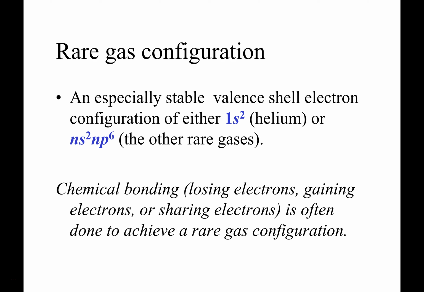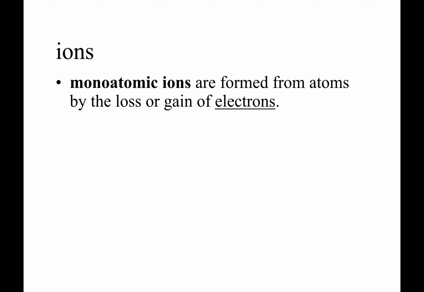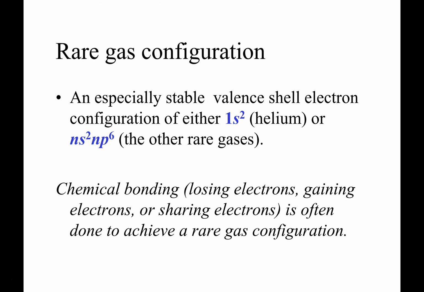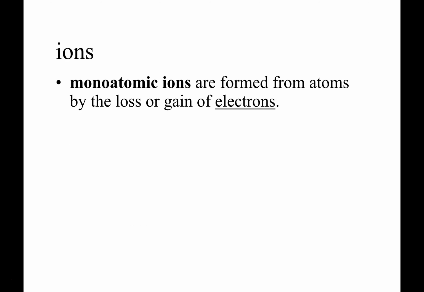So when atom A and atom B are going to chemically bond, whether they're sharing electrons or an electron is going to be transferred to form a cation and anion, it's all about trying to get that complete octet, that rare gas configuration. Talking about ions, we can have ions that are only one atom. The word mono means one, so monoatomic ions. It just means an ion is one atom.